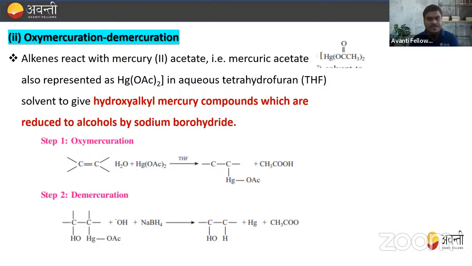So let's see step one. Step one is also known as the oxymercuration reaction, C double bond C, that is H2O. So when this alkene reacts with the H2O plus Hg(OAc)2 in the THF solution, that is tetrahydrofuran solution, what do we get?